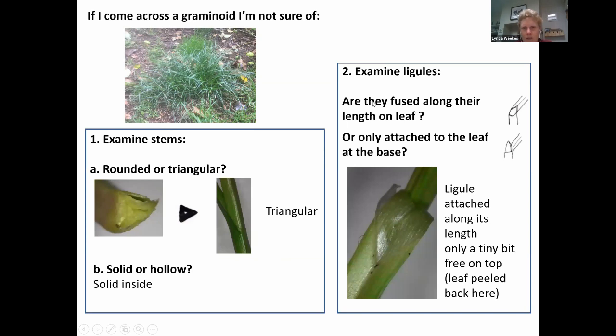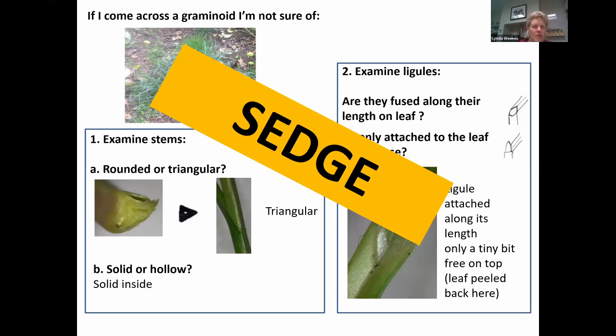Let's examine the ligule. Are they fused along their length of leaf? If it is, it's a sedge. Or is it only attached to the leaf by the base? So here is the stalk, and I've peeled back this like a banana, really, like a banana peel. Here is the ligule here, and it's absolutely fused to the leaf in its entire length, except for a little margin at the top. So that tells me it's actually a sedge. So just to be careful, because some sedges do look pretty grassy, and that's an example of one, all right?